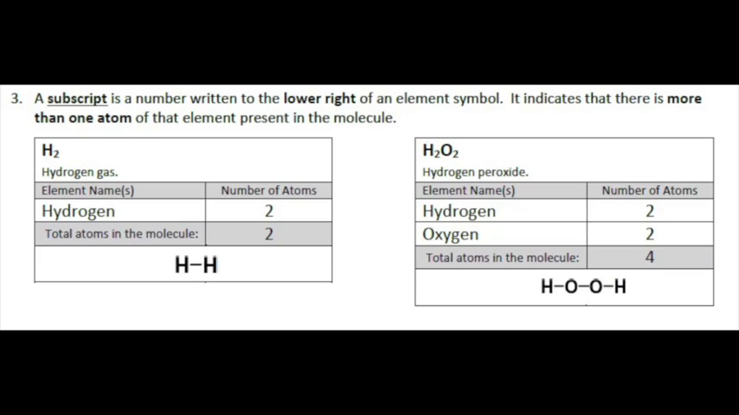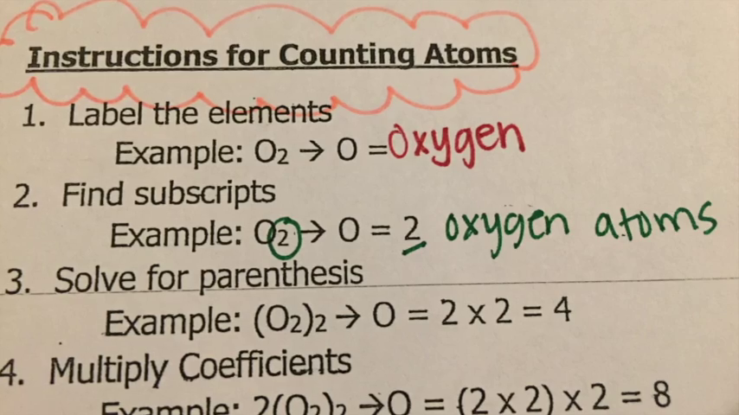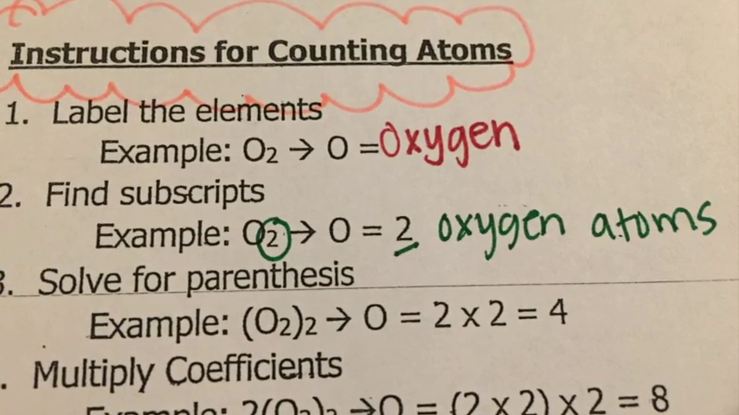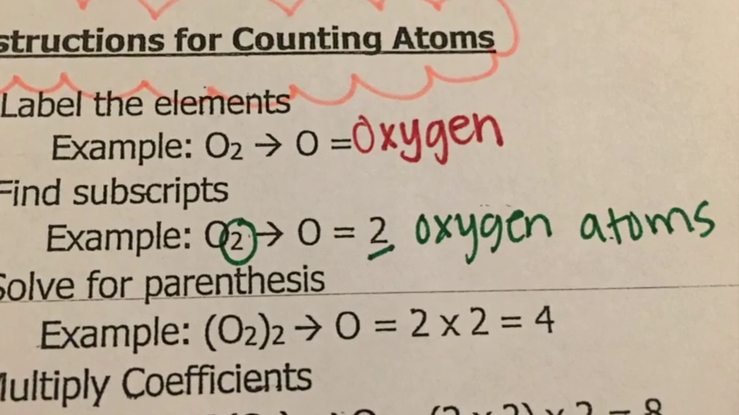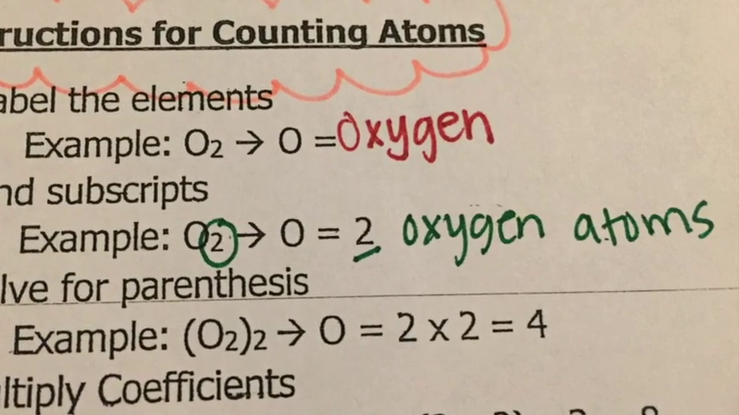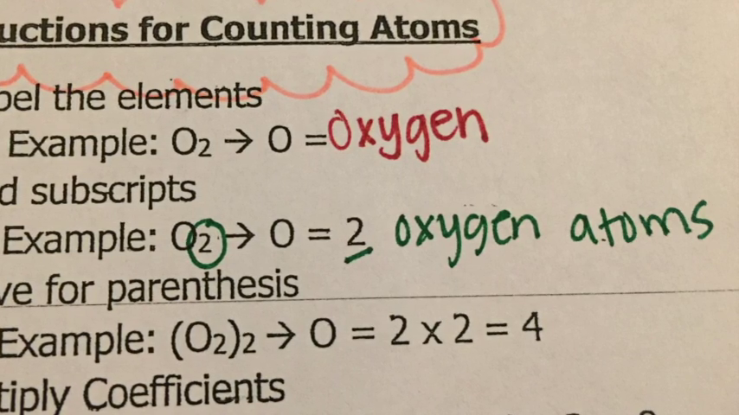So the next thing we're going to look at is something called a subscript. A subscript is the little number that's written to the lower right of an element, and that indicates that there is more than one of that particular element. The second step when we're counting our atoms is to find any subscript and apply that to the element. So in our example on the right side of the paper, our oxygens, it's O2, so there are 2 oxygens.